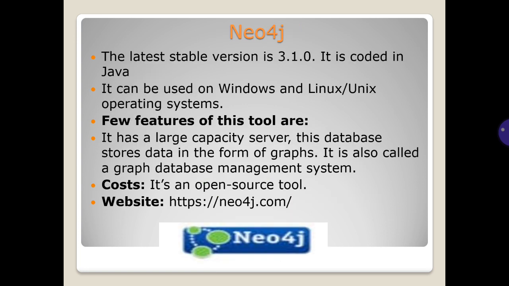Neo4j. The latest stable version is 3.1.0. It's coded in Java. It can be used on Windows and Linux or Unix operating systems. Few features of this tool are: it has a large capacity server. This database stores data in the form of graphs, and it is also called a graph database management system. It's an open source tool and this is a website.